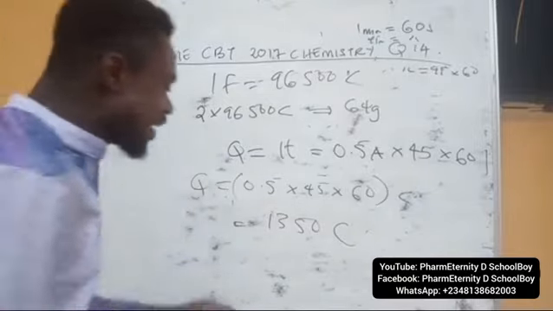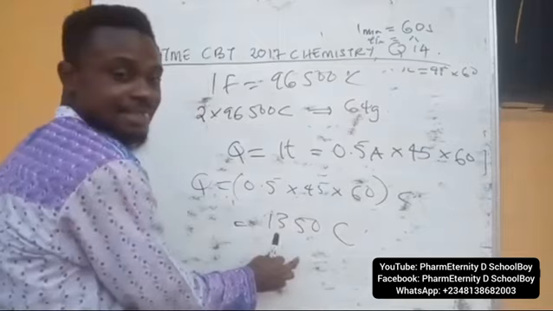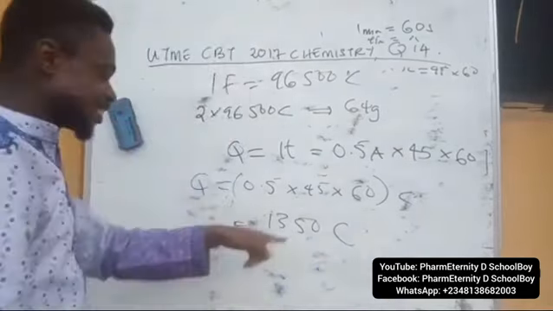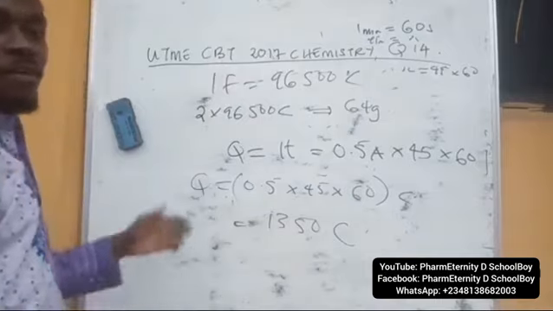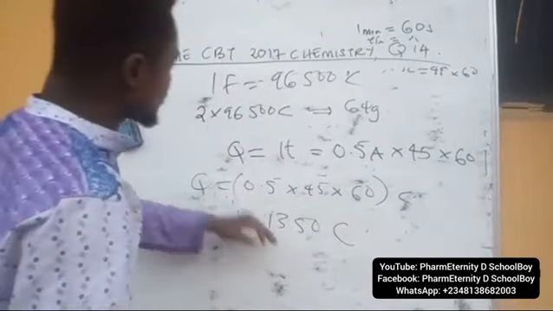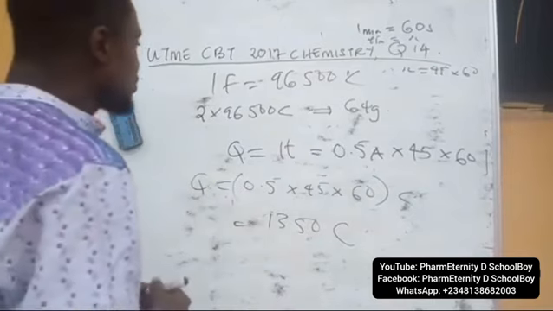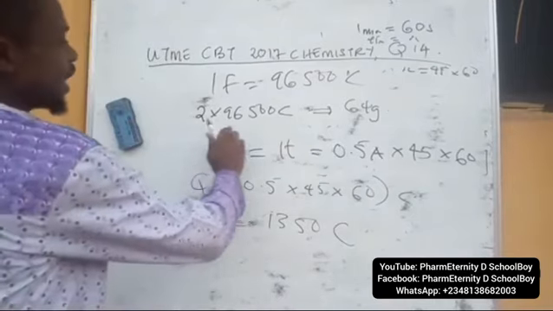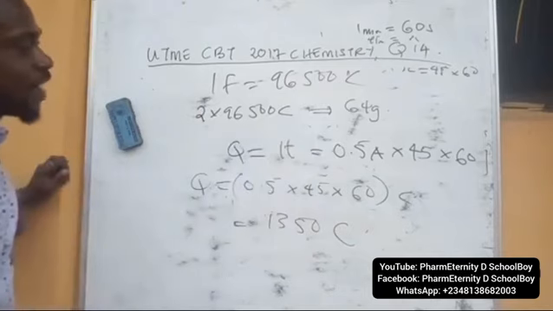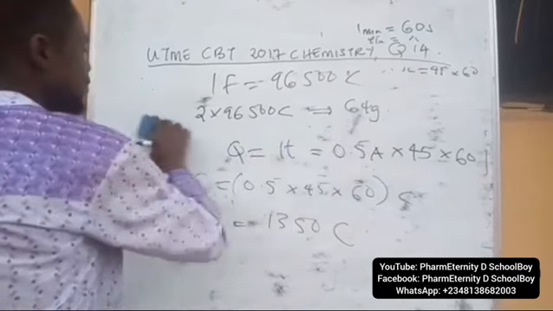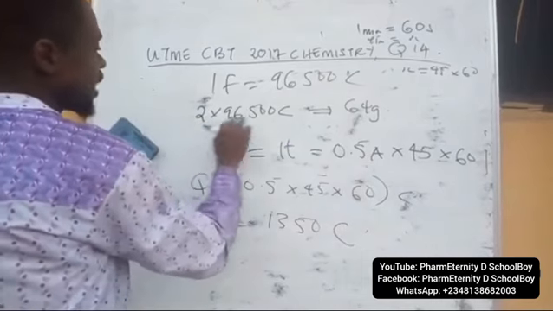So let's continue. Having established that, we need to find out the mass this 1,350 coulomb can deposit. That's where the question now comes. But it's simple. We can use it to set up a proportion with this. Well, we have already known that 2 times 96,500 coulomb deposited. Okay, let me bring it down a bit.